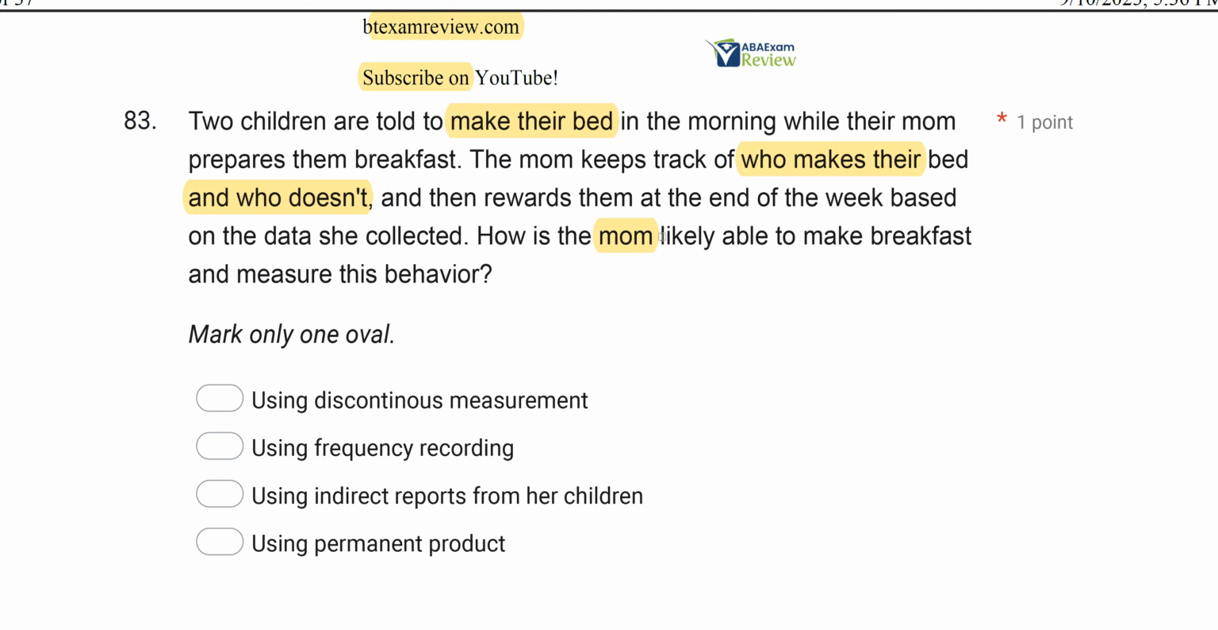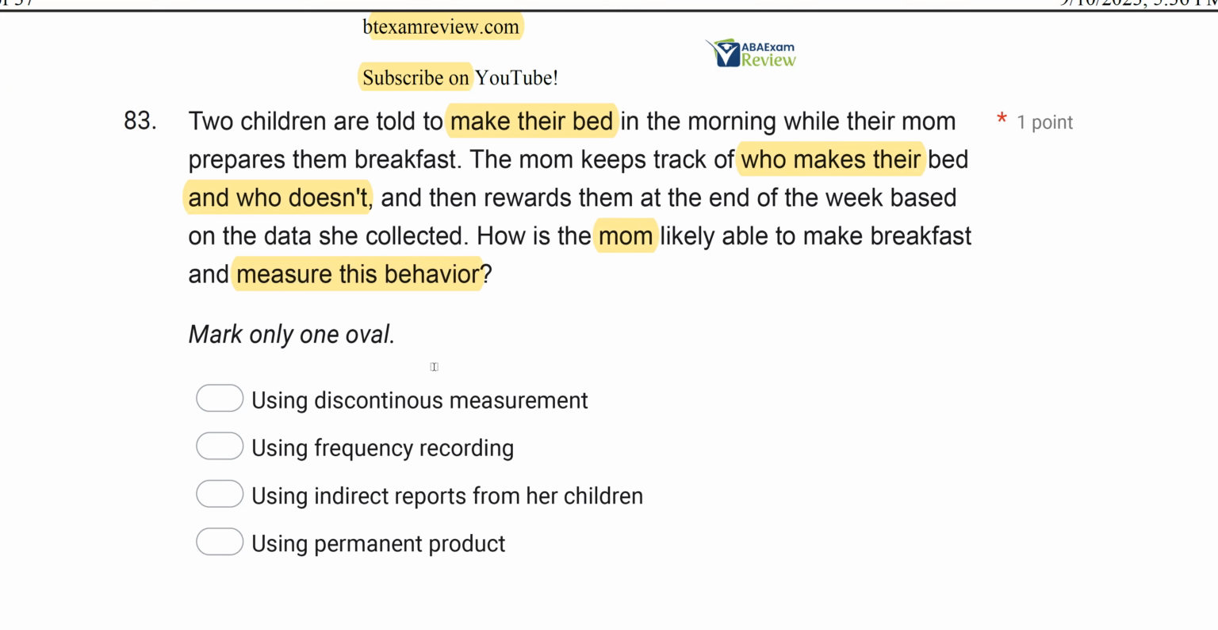Well, what seems to be the only way to do this is not so much measure the behavior, but to measure the outcome. In other words, the product. It's quite easy to go in and check to see, is the bed made, is it not? And if the mom can do that, she can very easily keep track of who's making their bed and who isn't. So if that's how the mom is making breakfast and measuring the behavior, what is that called?